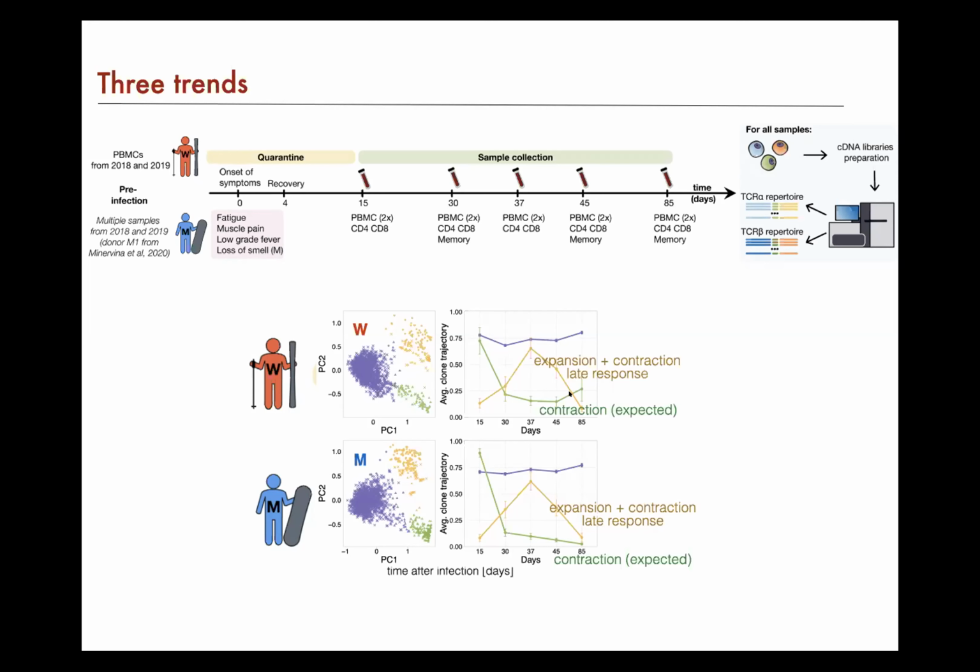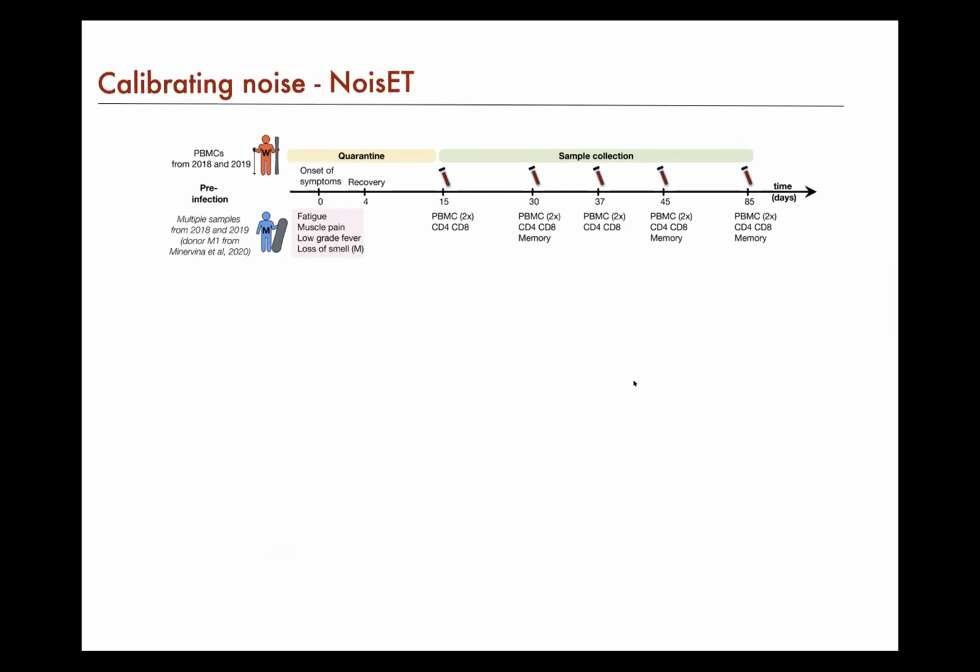And then there was this second cluster, which is a little bit more mysterious, where the clones expanded from day 15 to day 37 with a peak at day 37, and then they contracted again. So this seems to be some sort of later activation, which was a little bit less expected at that point. But all of this was just a really preliminary analysis. And of course, anybody who's looked at this data knows that it's very noisy.